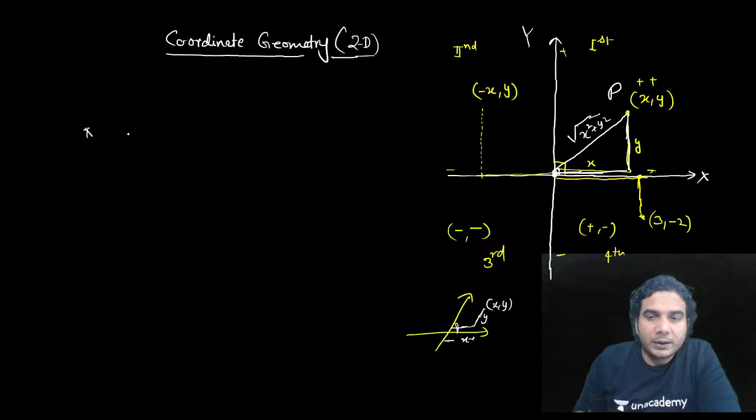Moving on to some other important points. The coordinates of this point, origin, positive x, positive y, quadrants, sign convention, all this we understood. Now I'll tell you 2 important formulae. One is the distance formula.